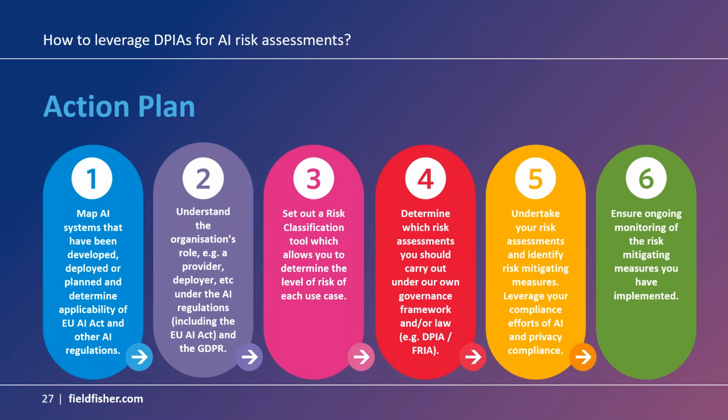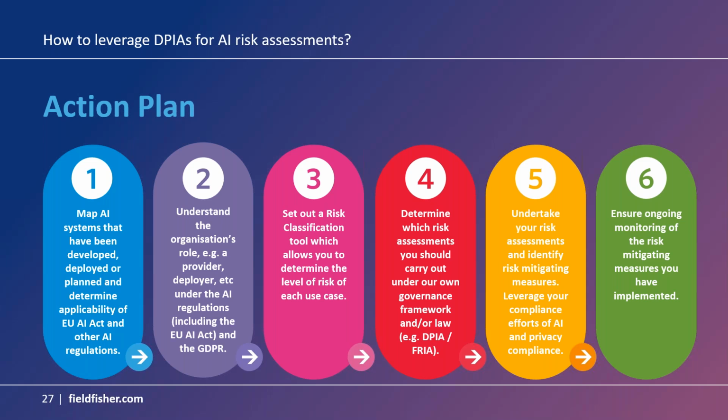So many of you will be familiar with data mapping and the need to understand the data flows within your organization so that you can then understand risk. The same principles apply in relation to AI systems. It's about understanding what you have, what your organization is planning to implement or to develop. So mapping the AI systems that have been developed, deployed, or planned, and determining the applicability of the EU AI Act and indeed other AI regulations, and assessing what you have in place or what is planned to be put in place against any ethical principles that your organization is seeking to adopt.